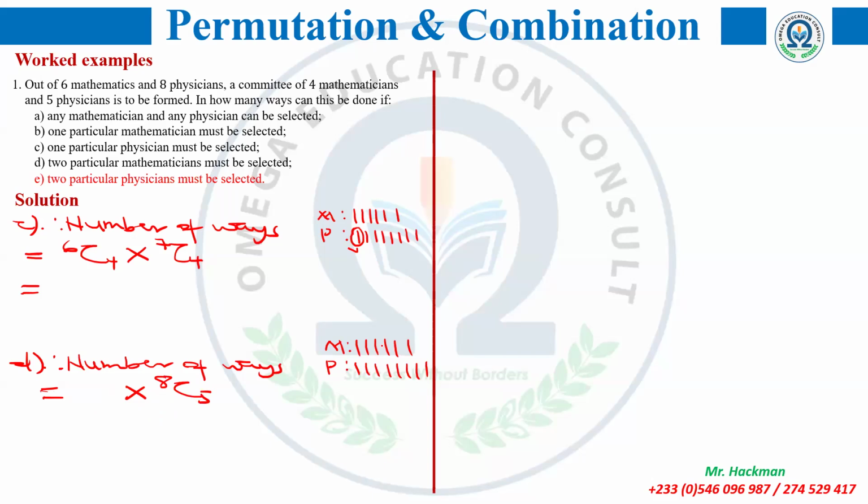Yes, please. Then we come to the mathematician. The condition is that 2 particular mathematicians must be selected. So assuming this time around, it is these 2 who are selected. So it means automatically 2 selections gone out of the 4. So how many mathematicians more do I need to go and select? 2. 2, but the 2, I have to select from the remaining 4. Is that not it? Yes, please. So that will give us 4 combination 2.